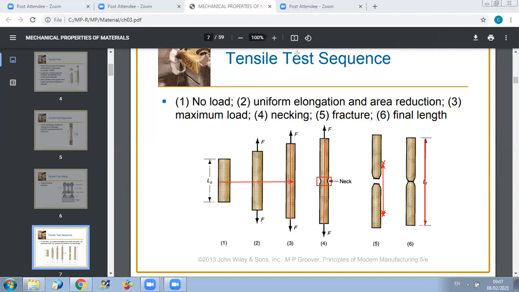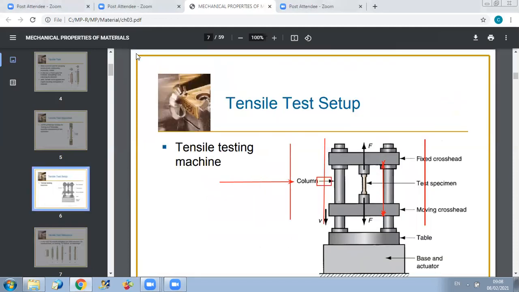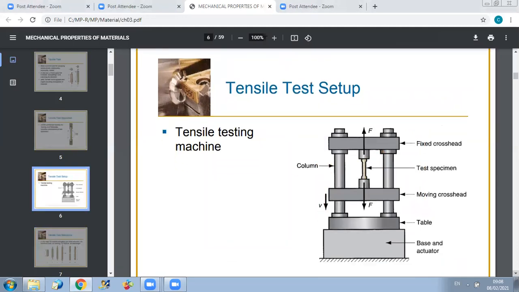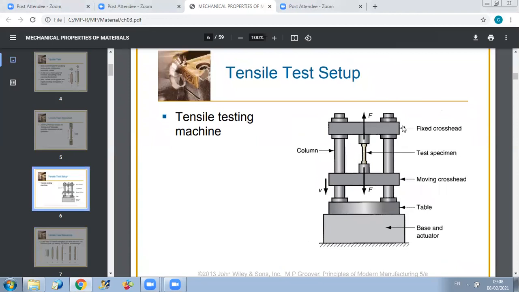Now, what is the machine that can conduct the tensile test? This is the tensile test setup. As you can see here, it's a simple machine. You have a fixed crosshead. You put the specimen between two crossheads, one fixed, one in motion. So the moving crosshead will allow you to put the specimen in tension.